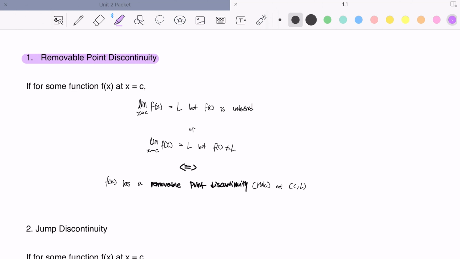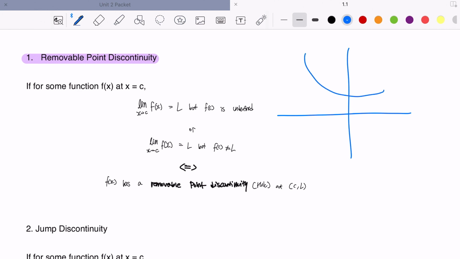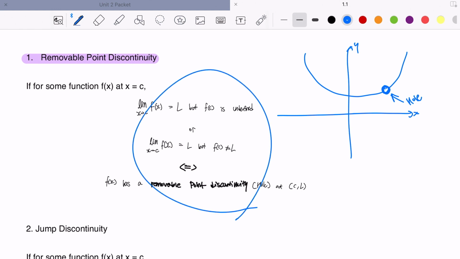In the last video, I introduced you to the hole, which looks like this. Right here I drew a hole. It's called a hole. So we define that if this happens in this function f(x), then there's a hole, which means there's a discontinuity.